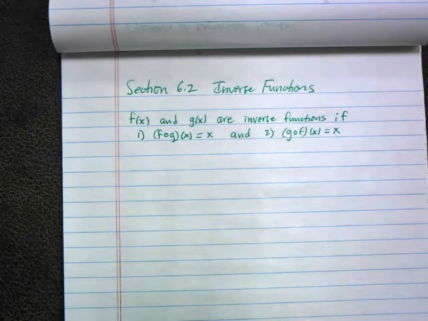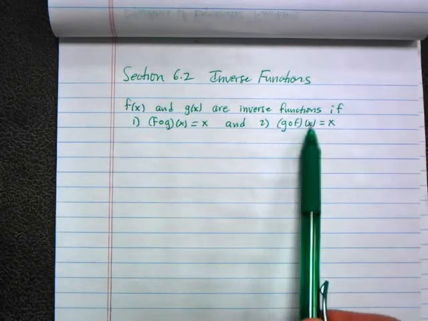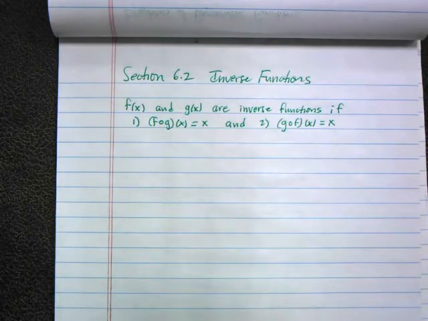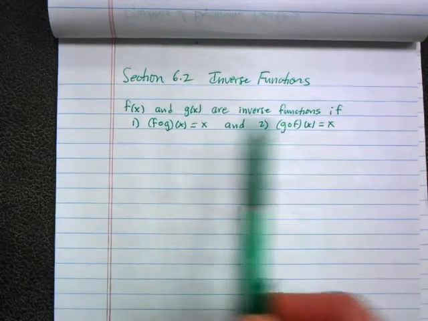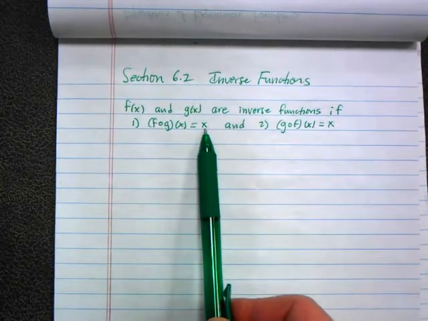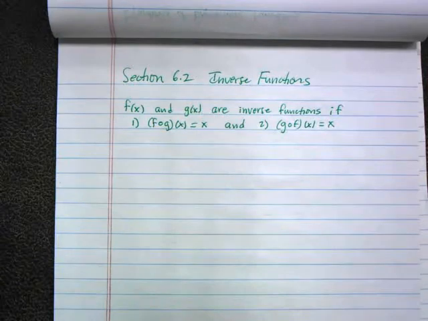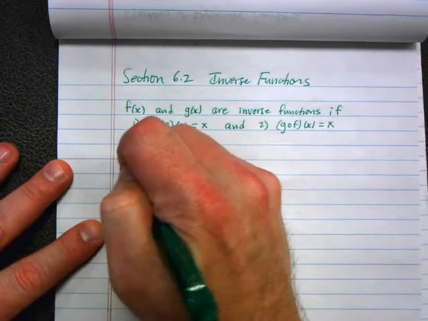So the other day we talked about composition, and one thing we noticed is when we do composition and we switch order, we don't usually get the same answer. But here we're going to say, to be inverses, we have to be able to switch order, and we have to get the exact same answer. It has to be x. All right, so let me give you an example.